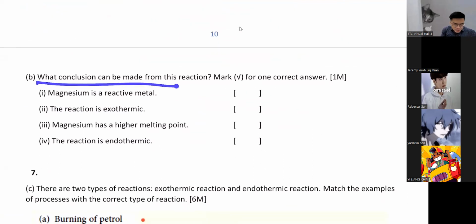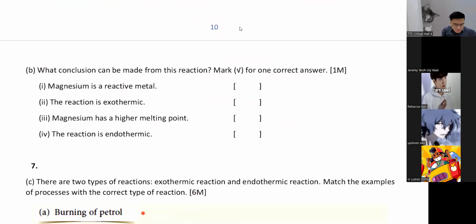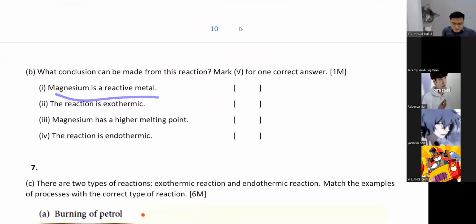So what conclusion can be made from this reaction? Magnesium is a reactive metal. Not really related. This reaction is exothermic, no. High boiling point, no. This reaction is endothermic. So this is the answer.